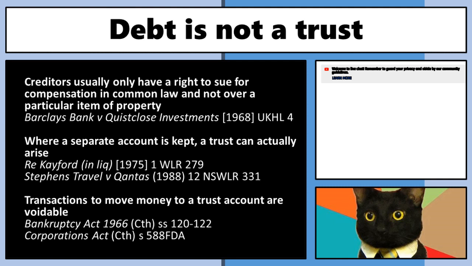Here, it was a commercial arrangement, and the courts were happy to accept that it would actually be in bad conscience for Barclays Bank to hold on to that money and just use it to offset the overdraft that Rolls-Razor owed them. That money had to go back to Quist Close.